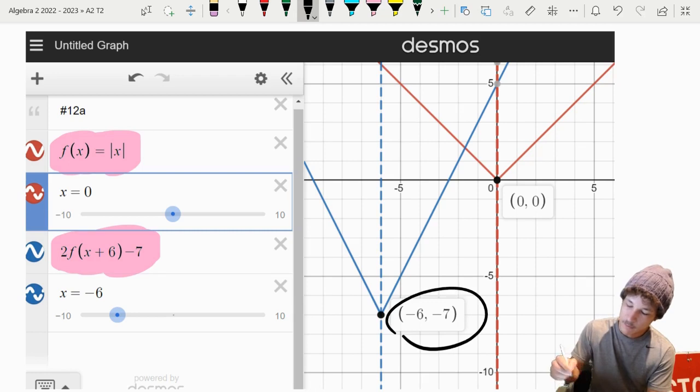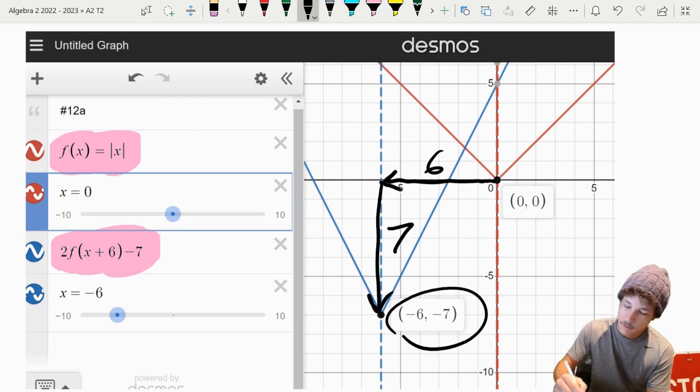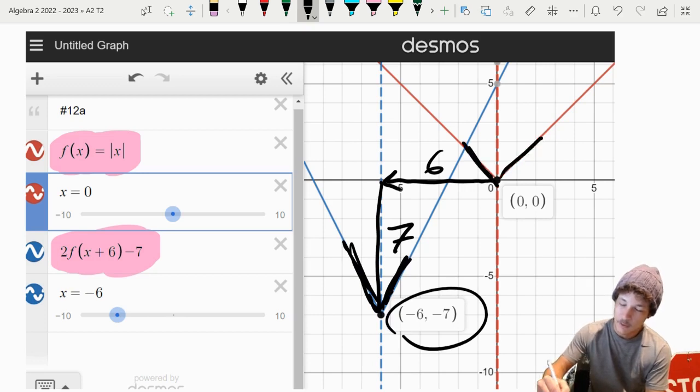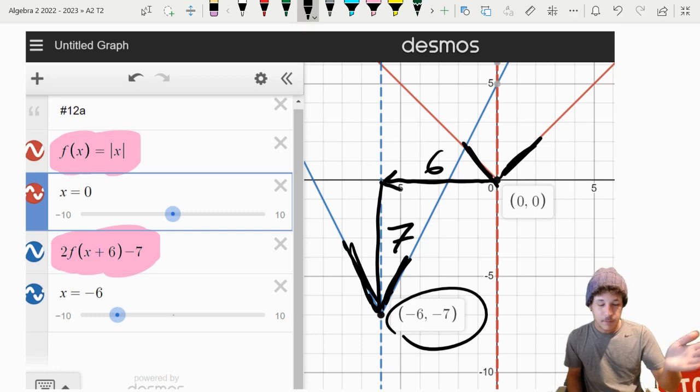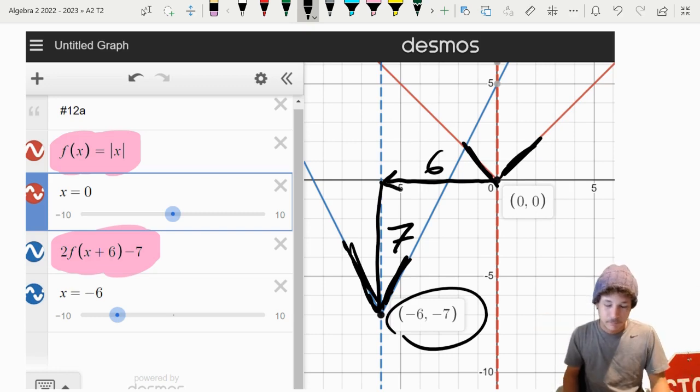Okay, there's my vertex I was talking about. The vertex moves to the left 6 units and down 7 units. Okay, and it's more narrow. We can tell that this is a more narrow V shape than this one right here. Okay, so Desmos really can do it all. If you type it in, see what happens.